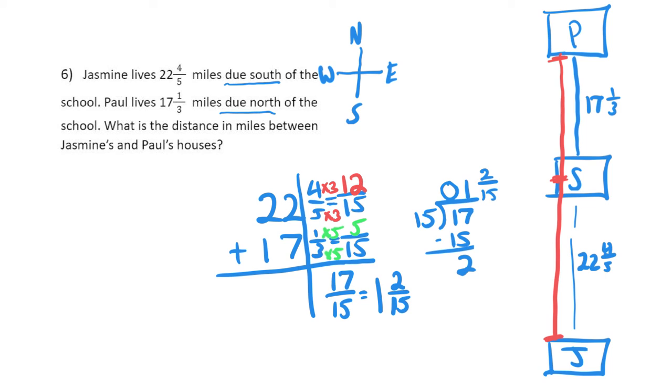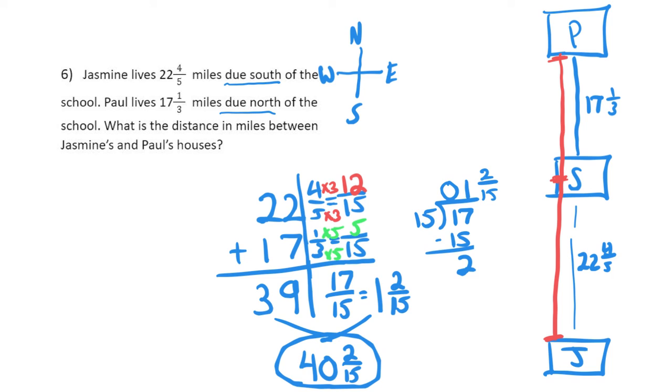Now for the whole numbers. 2 plus 7 is 9. 2 plus 1 is 3. Now put those together. 39 plus 1 is 40. And bring on that fraction of 2 15ths. And so correct answer, 40 2 15ths.